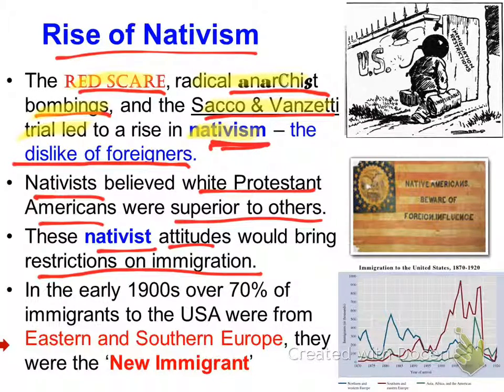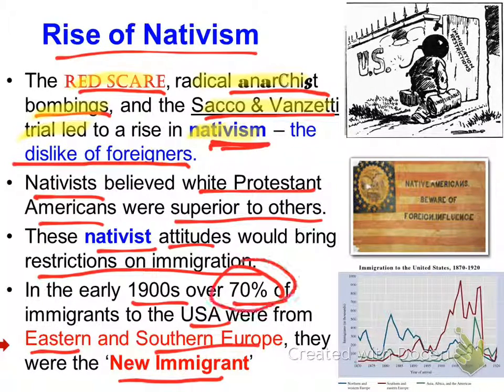Our final bullet here, in the early 1900s, over 70% of immigrants to the United States were from Eastern and Southern Europe, and these are the ones that we refer to as the new immigrants. We talked about this in chapter 2 ago. So we have over 70%. Now, again, what exactly is the early 1900s? It doesn't say here. Well, let's just go with the first 3 decades, from 1900 to 1930. Okay, those 30 years. I would say that we allowed into our nation tens of millions of immigrants. And again, 70% were these new immigrants from these areas that we had a lot of concern about, Eastern and Southern Europe.